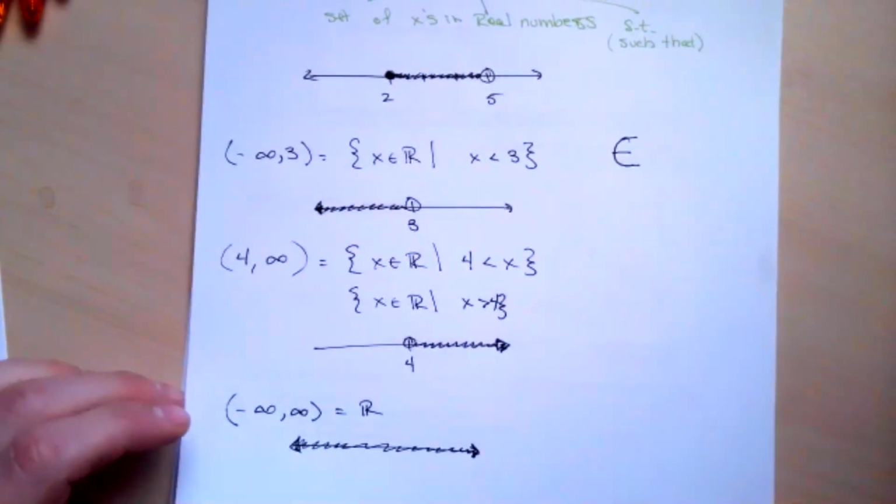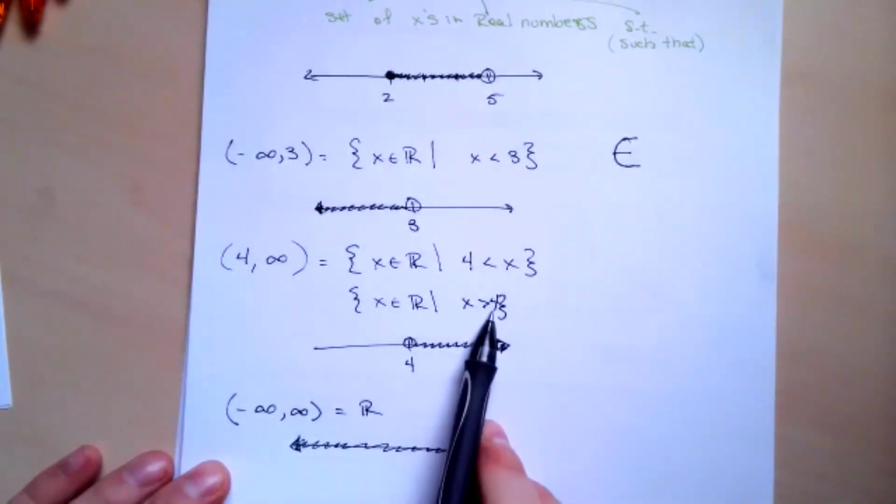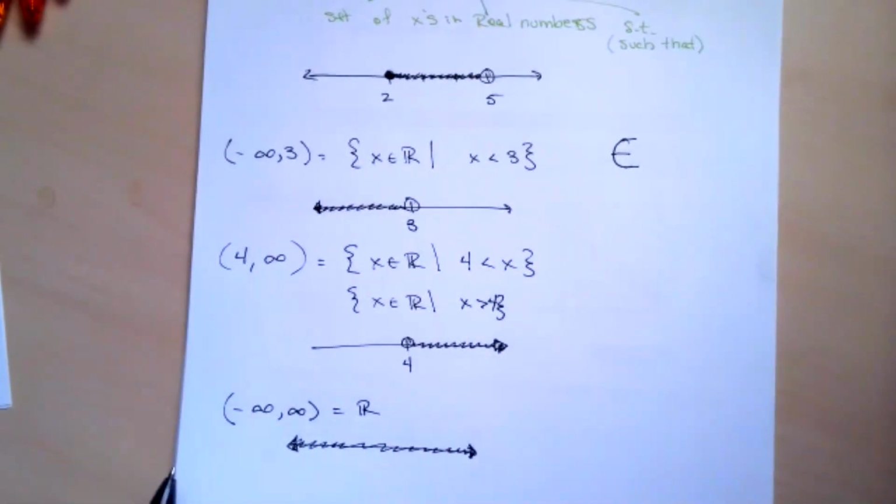Where it shows x is greater than, what is that after? X is greater than 4. Okay.